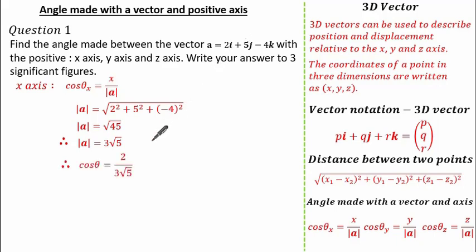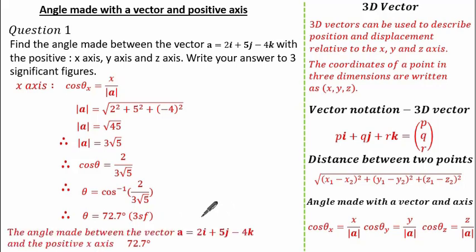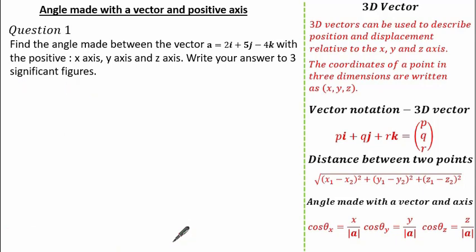Well, it means the i component, which you can see here is 2. So that means our trig ratio to work out the angle made between the vector and the x-axis is 2 over 3 root 5. To work out what theta is, we simply cos to the minus 1 of our 2 over 3 root 5, giving me a final answer of 72.7 degrees to 3 significant figures. So now we have the angle made between the vector A and the x-axis to be 72.7 degrees. Well done if you got that one right. Now let's work out the angle between vector A and the y-axis. See if you can give it a go and press pause if you need.